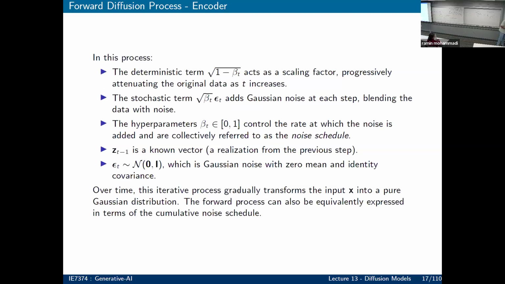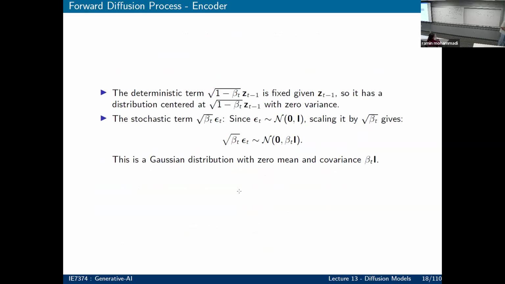So let's see how we get from this term to this distribution. What we are saying here is that the second term, the stochastic term, is the square root of beta multiplied by epsilon. What do we know about epsilon? It is noise from a Gaussian. What's that Gaussian's property? Epsilon comes from a Gaussian with mean 0 and standard deviation I. So when you multiply this by the square root of beta, what happens? Can anyone tell us how this becomes a Gaussian with mean 0 and variance beta?